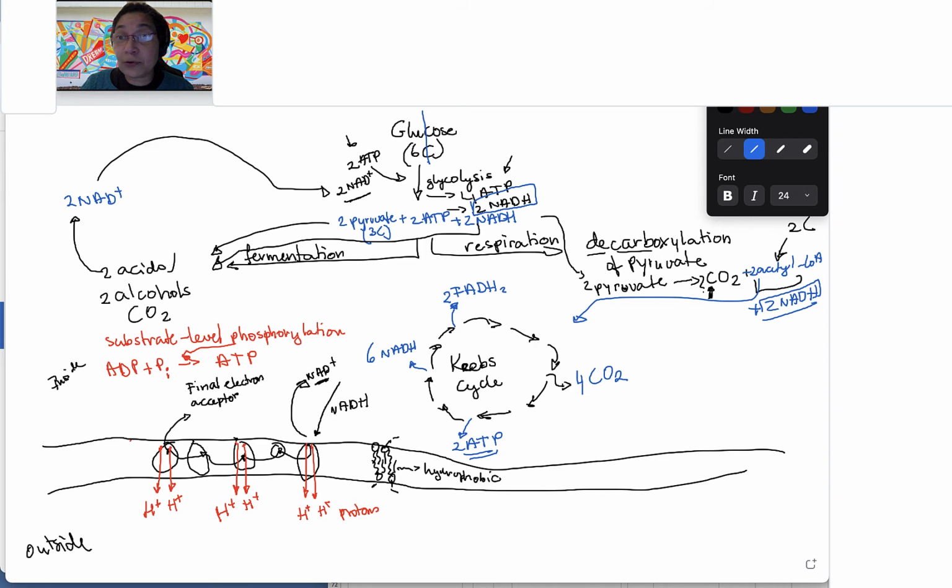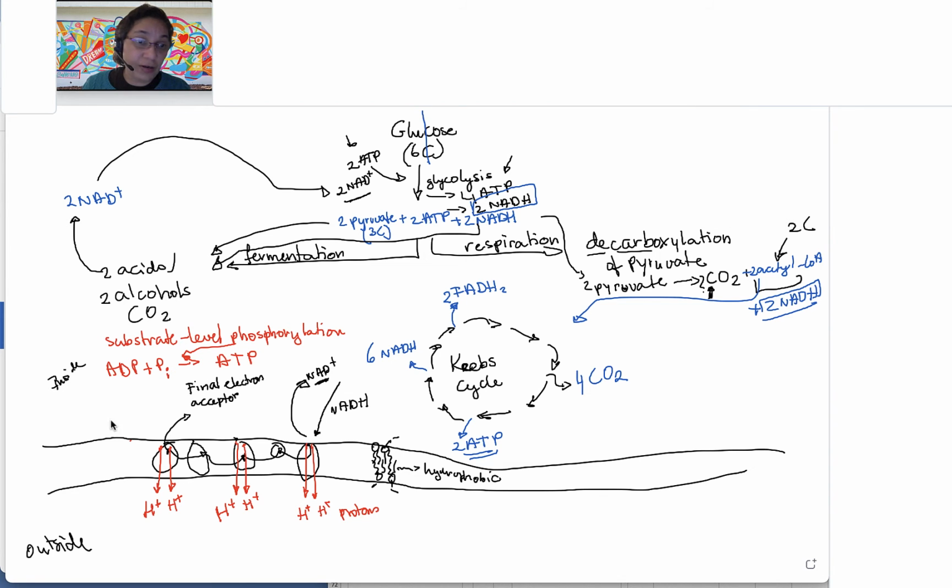Along comes a protein to the rescue called the F1 ATPase. The F1 ATPase is actually a very large molecule. This is the F1 ATPase, or F1 of ATP synthase, and it allows protons to flow back into the cell. And you want to go back in? Okay, I'll let you back in. But we're going to go for a trip.